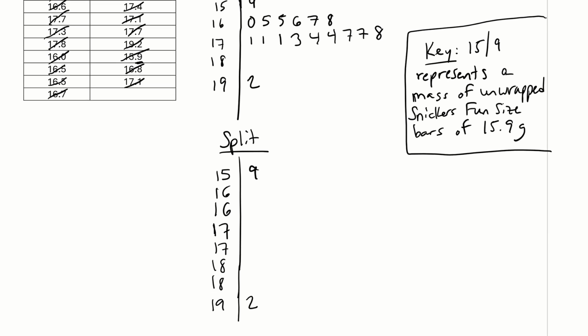All right, so now 16, I got to include the leaves from 0 to 4, so that only includes that 0, so it's got to go here. The numbers from 5 to 9 are there, and they have to go in the second row. All right, here for 17, these go in that first row of 17.